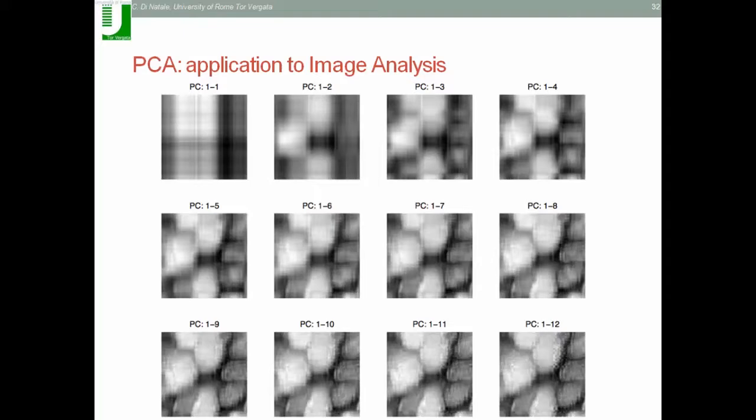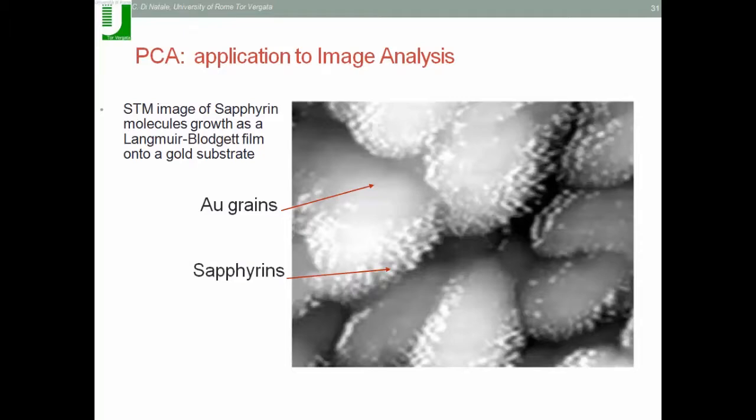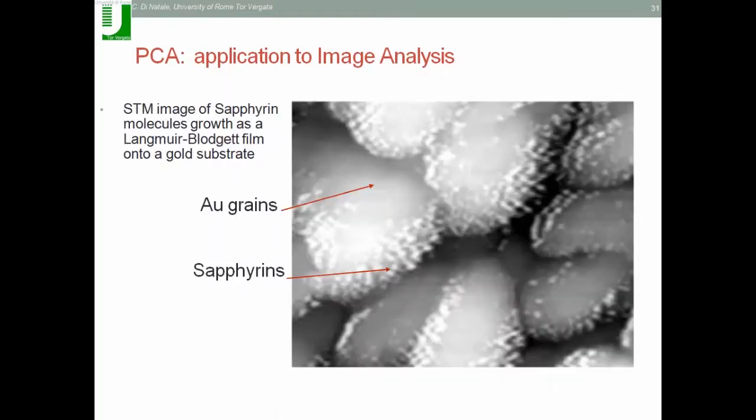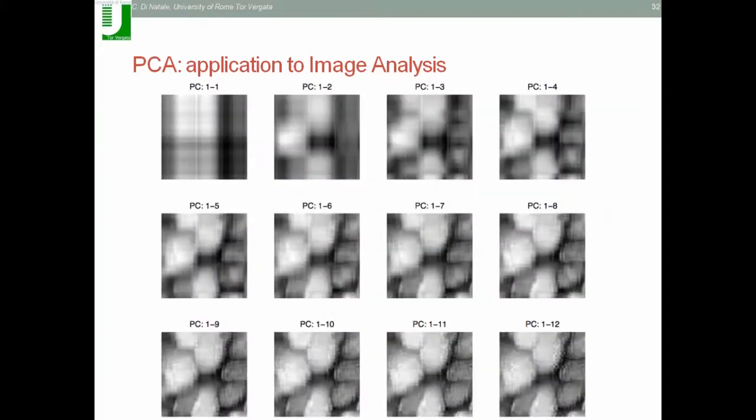But what is interesting is that what we capture in the first principal component are just the grains. You see that if we look at this image here, the wrinkles, the molecules are practically not visible. And what we have are these very large patches in the image that are the grains. So we are separating the two parts of the image, the grains, the big patches, and these wrinkles at the border.